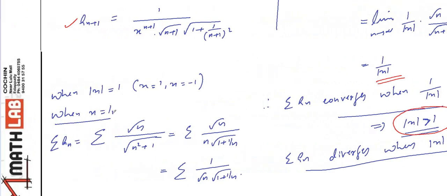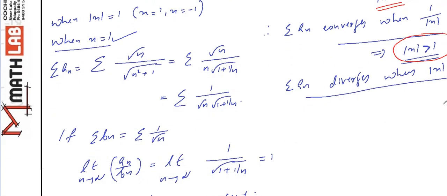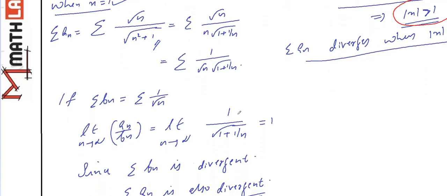So that case has to be checked separately, and there is no need to check the negative values, because it's given that x is greater than 0, so that part can simply be avoided. So sigma an is equal to sigma root n by root of n square plus 1. When x is equal to 1, this is what you will get. Take out an n from the denominator, and root n and this one will be cancelled. So you take sigma bn as 1 by root n.